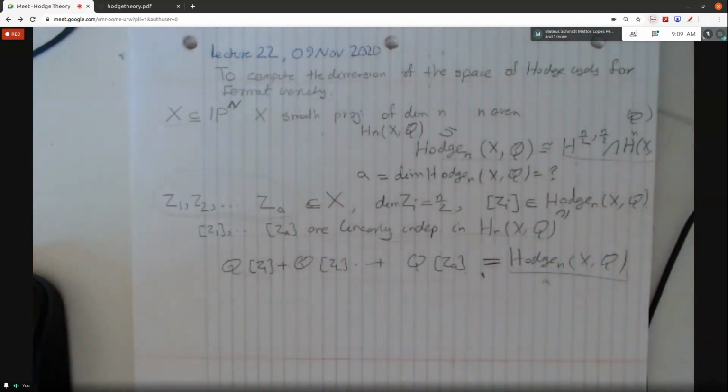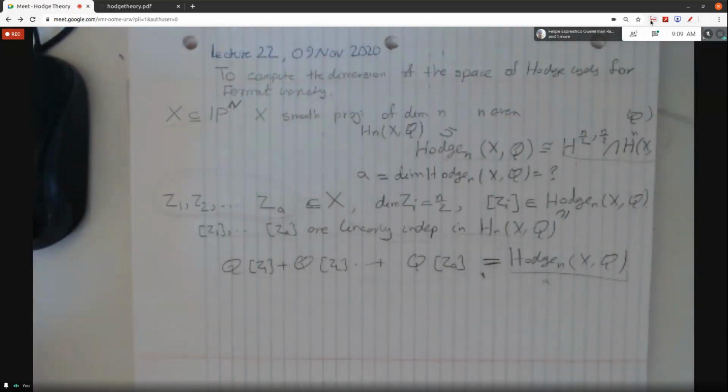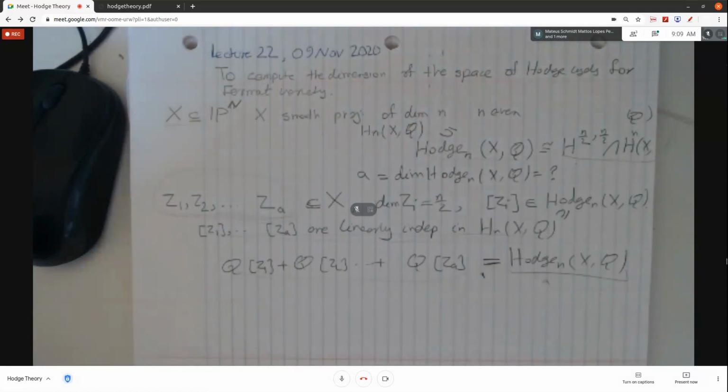It's a kind of handling a Diophantine equation. Okay, so this is the justification for why one has to compute the dimension of Hodge cycles.